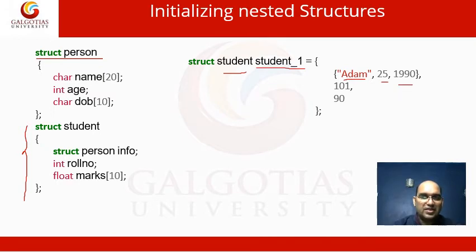Then after that, this first part is complete now, right? Then you have the roll number, so we simply write the roll number here. Then the third thing is the marks, so we write here the marks, that is 90, right? So this is how we can initialize the nested structure at compile time.